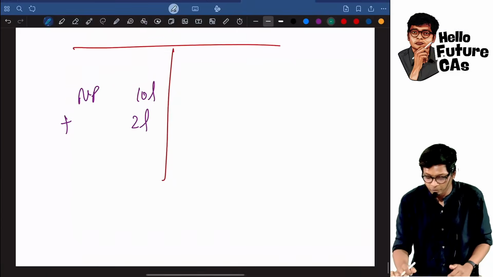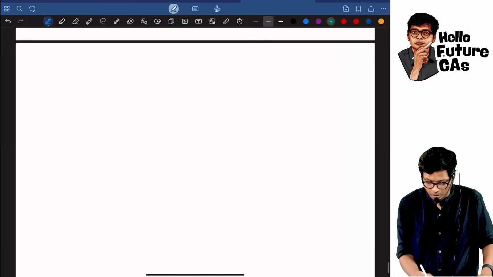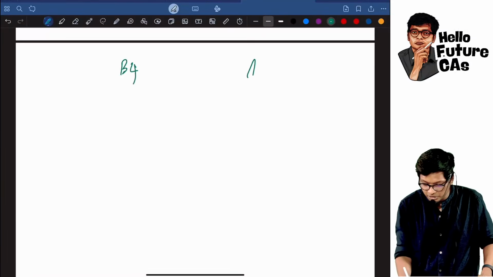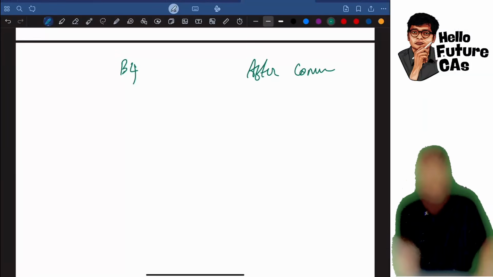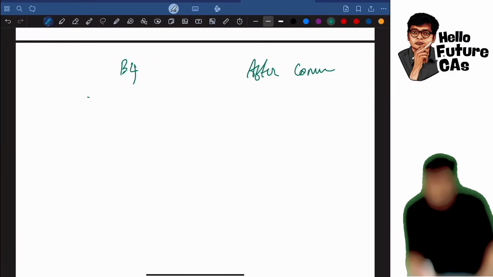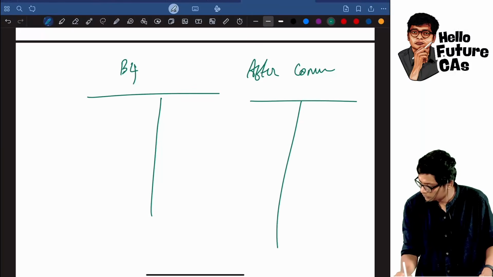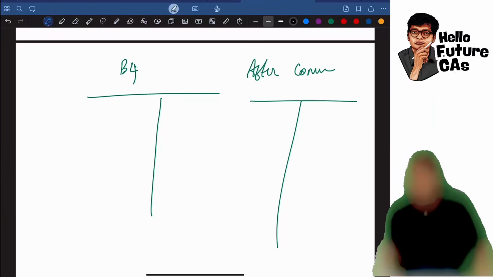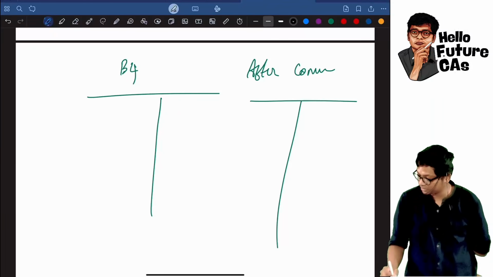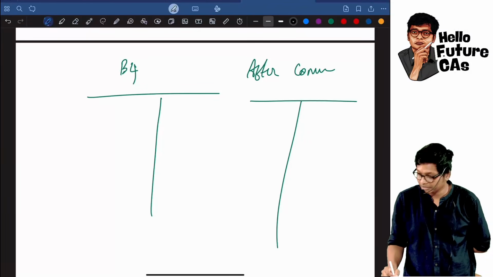Sir, I am not able to follow this, sir. Simple. Before conversion, after conversion. Okay, fine. Leave it. If it happens once, leave it. But if it's happening multiple times, I'll just check with them after the class.